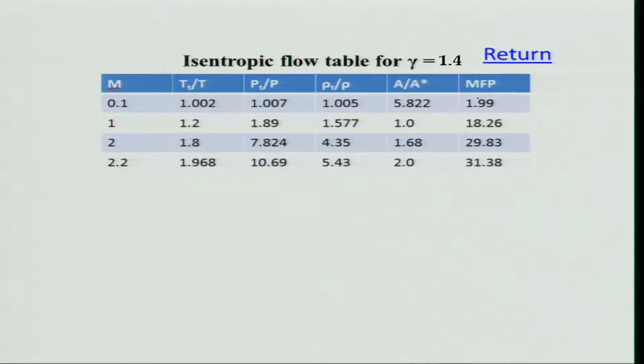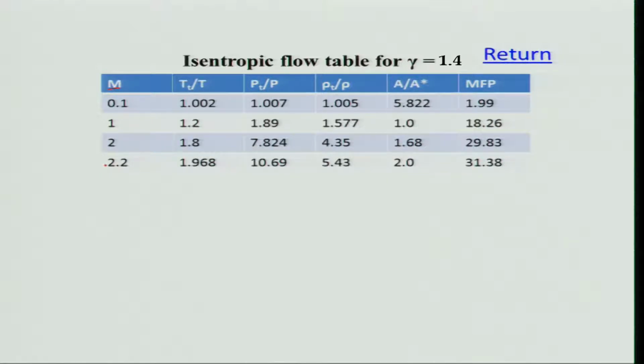Of course, the mass flux also reaches its peak there. And when the Mach number becomes 2, T_t by T becomes higher, as do other quantities, and A by A star becomes much higher than 1. If you look at Mach numbers less than 1, such as 0.1, it is very high, and here it is also high.